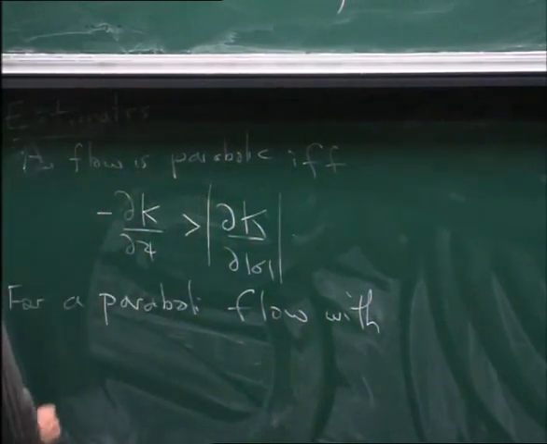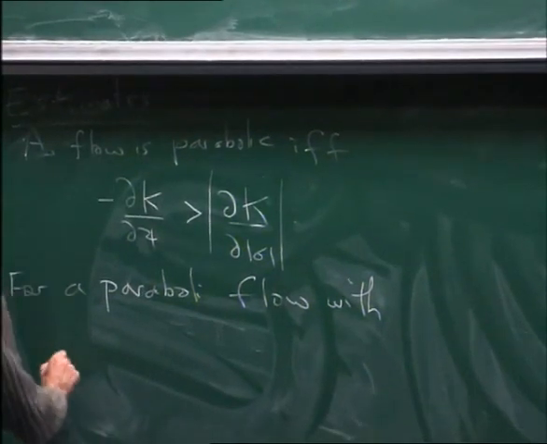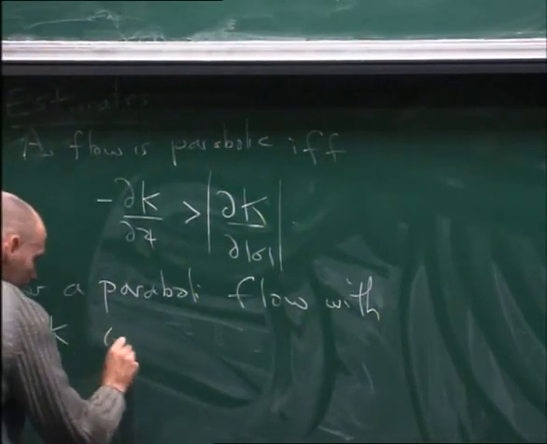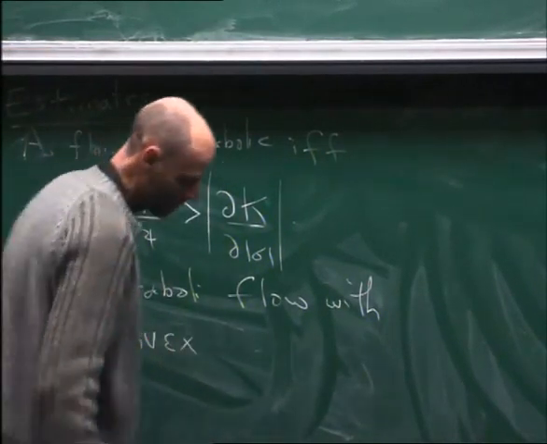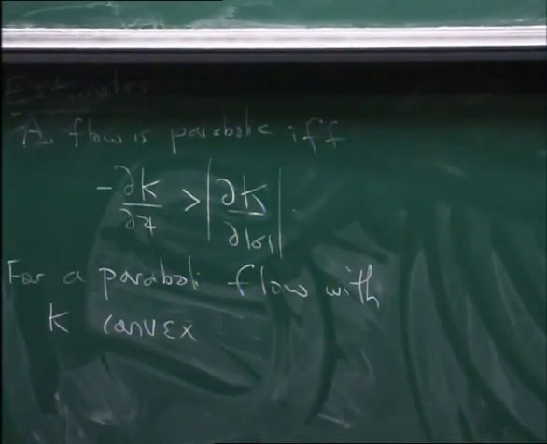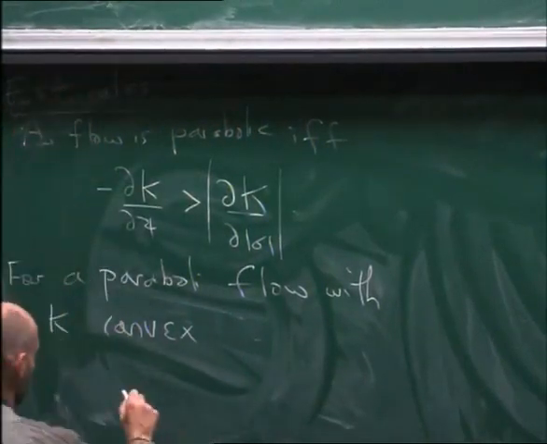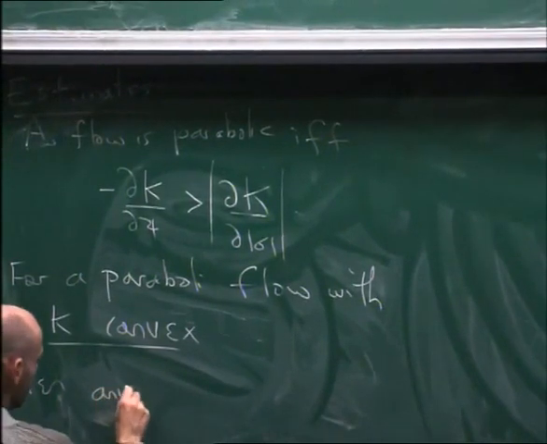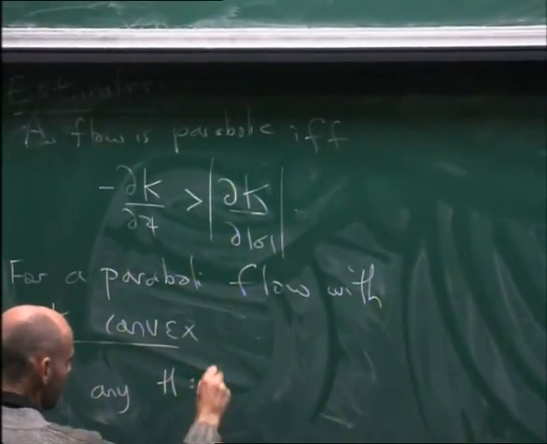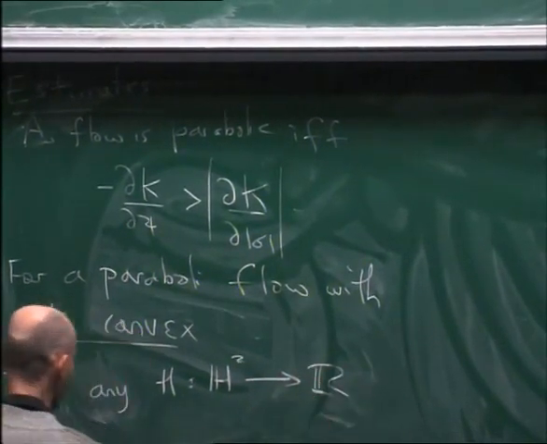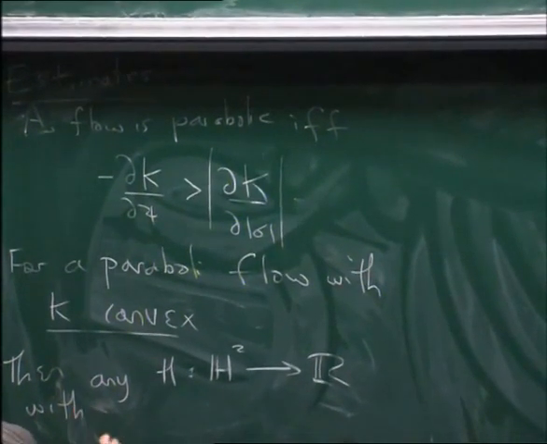okay, so the other thing I'm going to want is, let me write in the right order. So what I want is that the Hessian of this, so with k convex. So for a function of two variables, you can talk about it being convex. It's just the Hessian, the second derivative, being positive. So let's also assume it's convex. Then any h, we call it h because it's kind of like a Hamiltonian, from the hyperbolic plane into R, with three conditions.